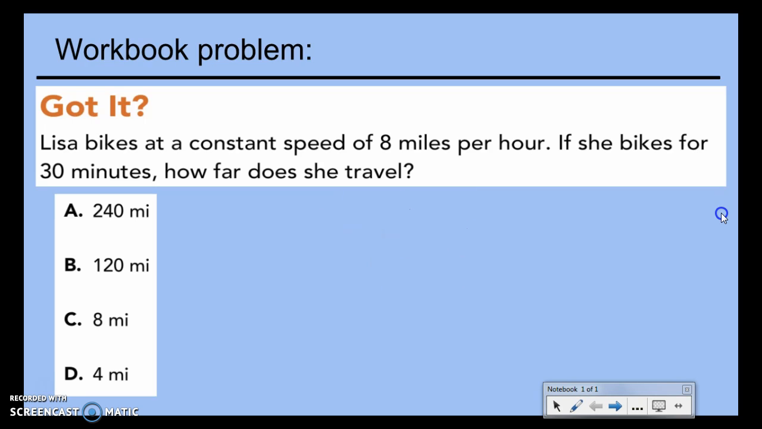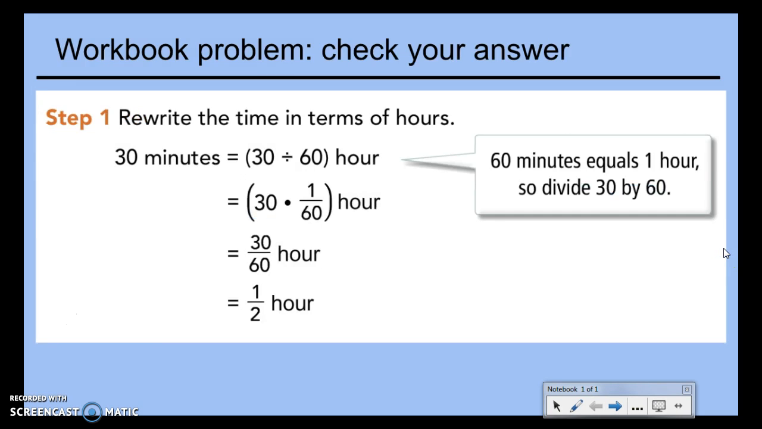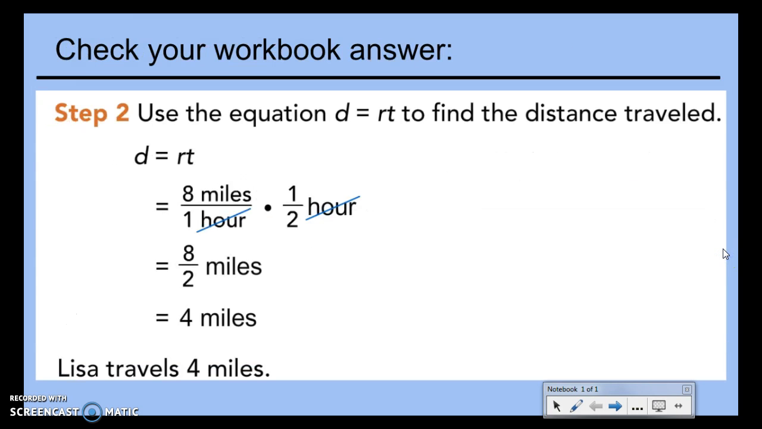Okay, it's not so bad, is it, guys? Alright, let's keep moving on. Here are the steps to this problem. If you want to write it down, you can. If not, that's fine. We've already worked it out.